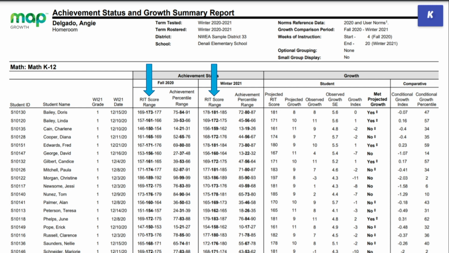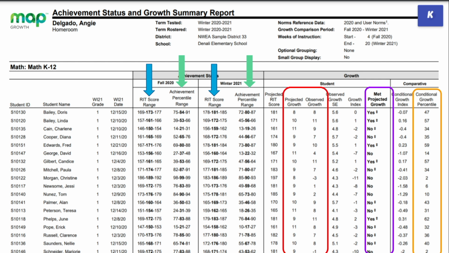The first area that I'll highlight here are the RIT scores by student in the fall versus the winter, the corresponding achievement percentiles that relate to those RIT scores. Over here on the growth side of things, we can see the students' projected growth versus observed growth. Then in purple, whether or not they met that growth target. And then finally, a really valuable piece of data is that conditional growth percentile by student.